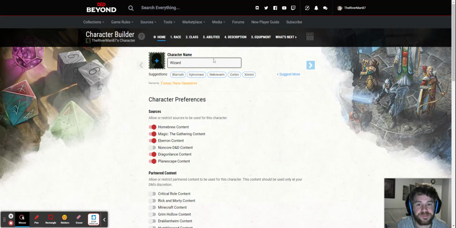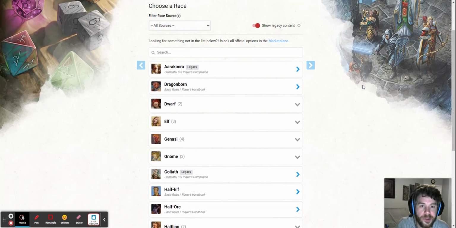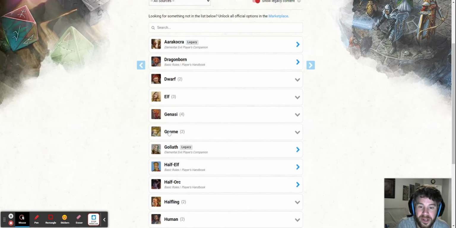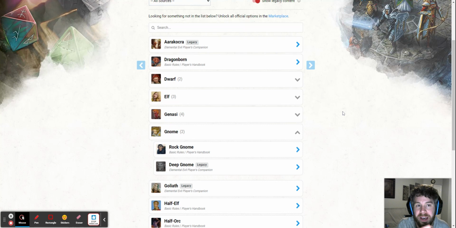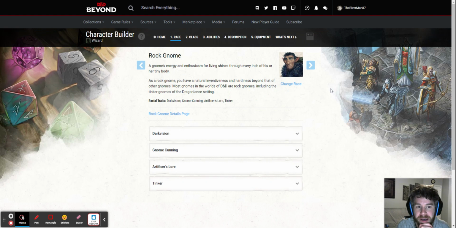So let's dive in. With the wizard class, there are a lot of choices. If you're going for optimization, you might think of certain classes going well with certain races and things like that. Elf pairs well with it. Gnome is another one that, if you're going for more optimization, you might want to go with. So let's go with our gnome.